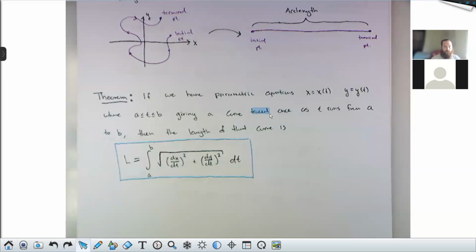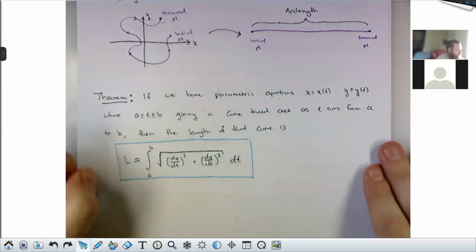The word here is traced, T-R-A-C-E-D, meaning like the ant doesn't turn around and walk back to the initial point and then come back out, meaning we just walk along the curve once in the forward direction. The formal name for these are rectifiable curves, I think. I'm not a differential geometer, but yeah, traced. All right, proof sketch.